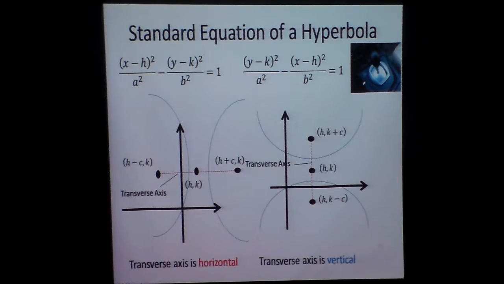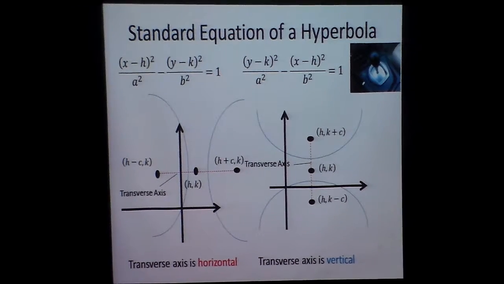And this is what the one will look like if the transverse axis is vertical. All right. Notice the y squareds are first, and instead of a squareds on either one of those. All right. Those are our standard forms of equations that we need to know.